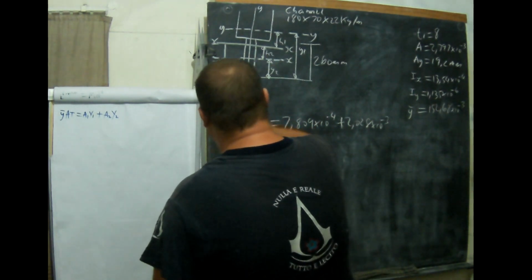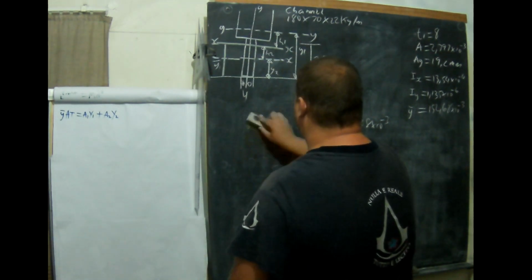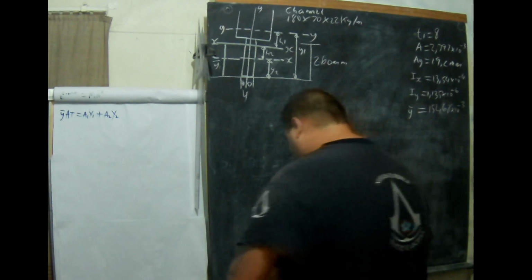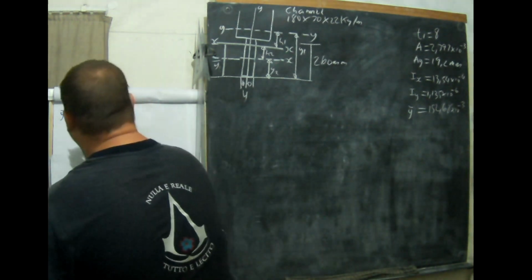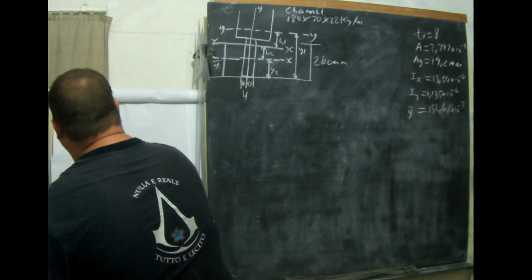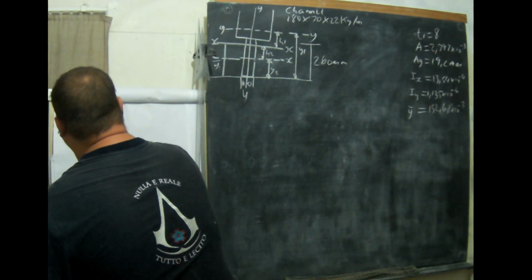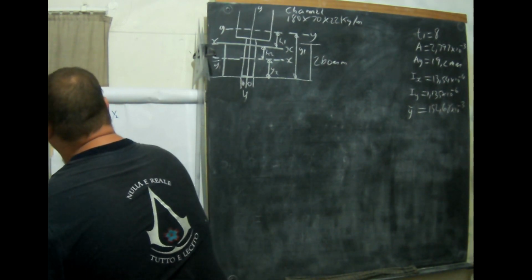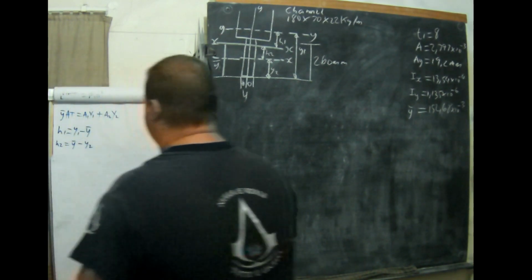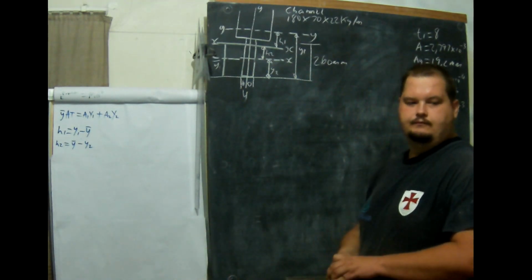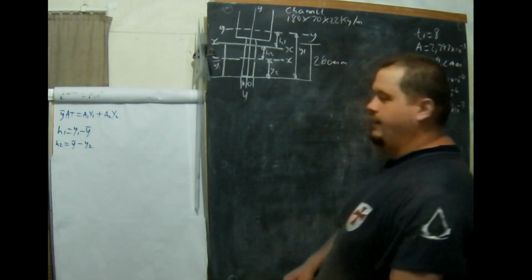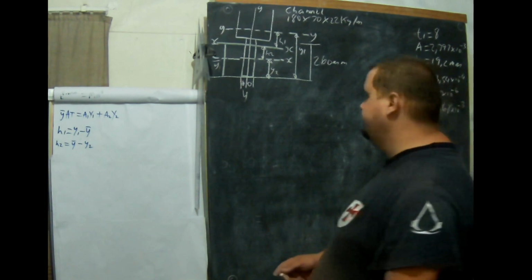Now, the next formula goes like this. H1 is equal to Y1 minus Y bar, and H2 is equal to Y bar minus Y2. That is our standard formula for this. So we need H1 and H2 for the next formula, so let's work them out.